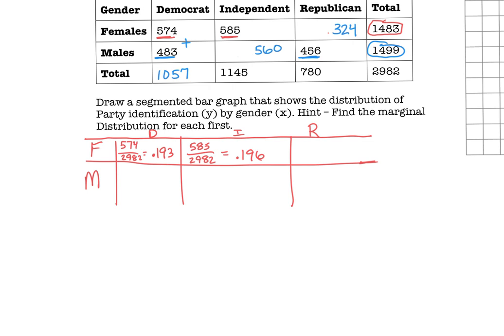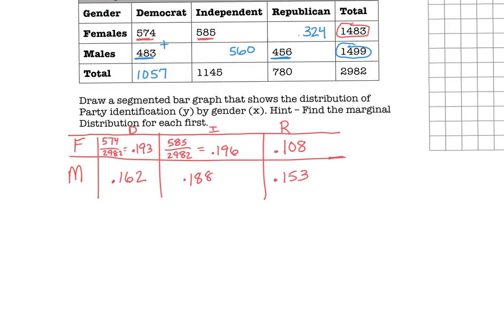So we come back here, the females and the Republicans, you had 324 over 2,982. You should have gotten 0.108. For the males, again, you had 483 Democratic males divided by the total. That should have given you 0.162. The males who were independent, that was 560 divided by the total. That's 0.188. And then finally, this one right here, 456 divided by the total, that's 0.153. So what we've done is we've converted all those numbers into relative frequencies.